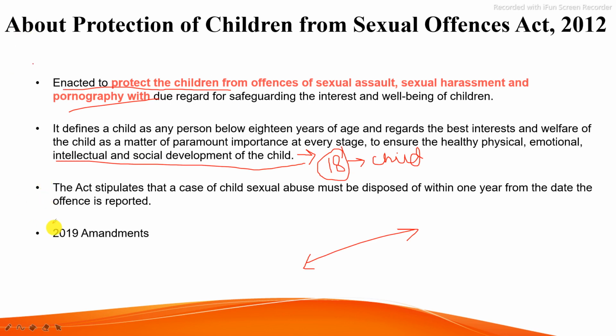Now, the 2019 amendments were made to the previous act of 2012. Why was there a need for amendments? Now we will see the provisions of the 2019 amendment. There were three provisions under the 2019 amendment. The very first one was more stringent punishment, including the death penalty, or we can say the fine. So this was the first provision.